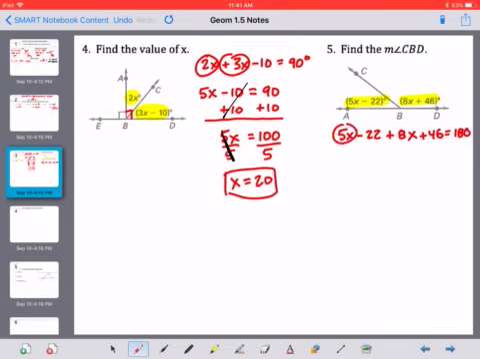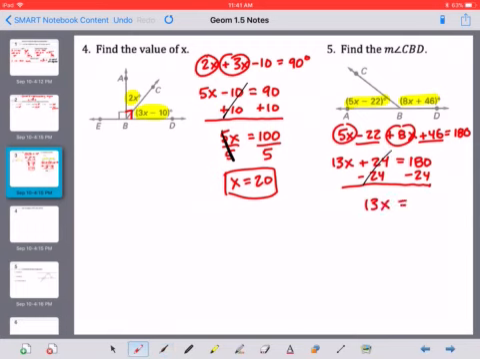We have a couple like terms. First, let's combine: 5x plus 8x is 13x. And then we've got negative 22 plus 46, so that adds up to 24, equals 180. And let's just solve from here. Subtract 24 from both sides. These cancel. We end up with 13x equals 156. And if we divide by 13, 156 divided by 13 ends up giving us x equals 12.